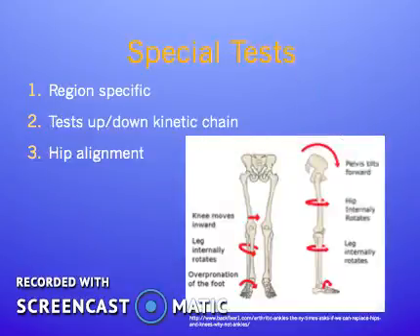And then there's special tests. Region specific, so what is happening at that specific joint or that specific area. I may sometimes test up and down the kinetic chain, especially if I'm not getting the results that I want. So if I'm not finding any positive knee special tests, I will test the hip. And I almost always look at hip alignment. Now when I say almost always, I never look at it for the ankle. It's just not something I ever felt was necessary. But when it was lower back, when it's hip, and when it's knee, I do check their hip alignment.